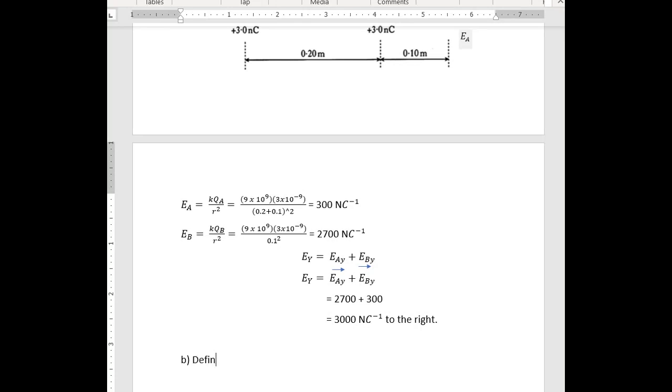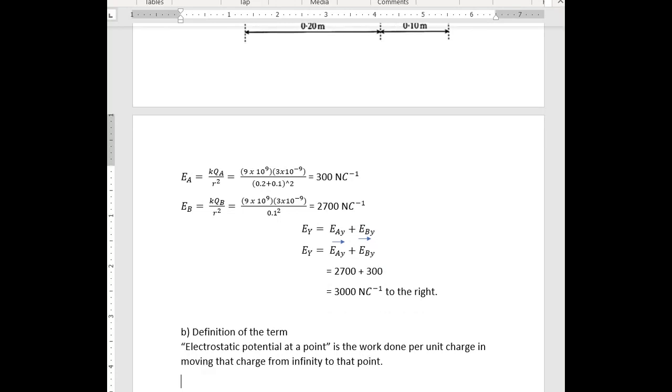Part B is of the term potential. Electrostatic potential at a point is the work done per unit charge in moving that charge from infinity to that point. That's for B. Proceed to calculate the electrostatic potential difference between X and Y.